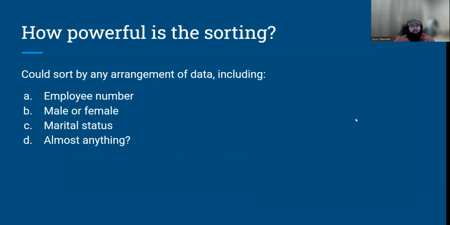You could arrange it by anything. I have a few examples here, like employee number, male or female, marital status, whatever it is. As long as the person can set it up and it's part of the form, the 80 columns, then we can sort it. It's a very powerful feature. There are also comparison sorts. You could have greater than, less than, equal to, all that kind of stuff was available.